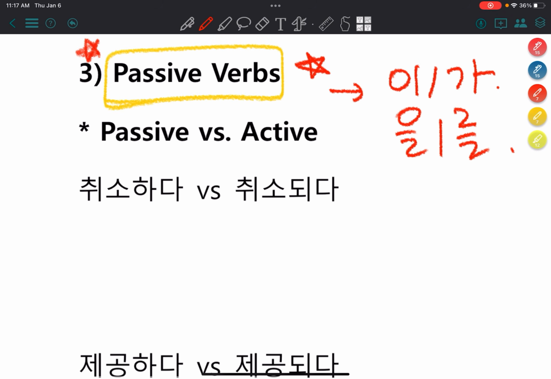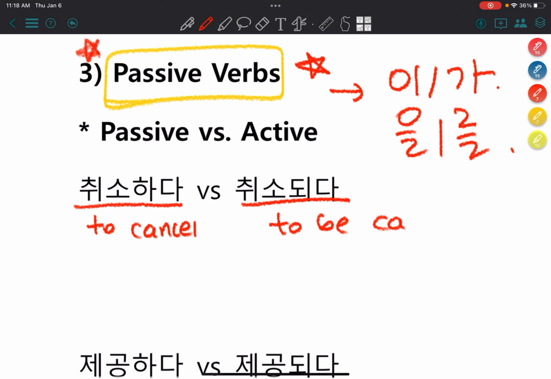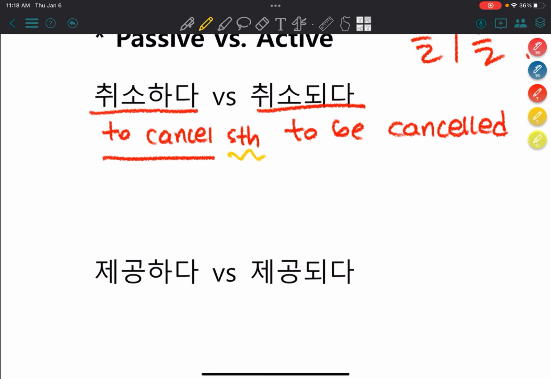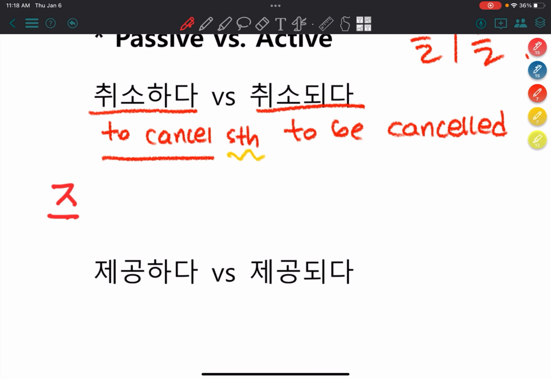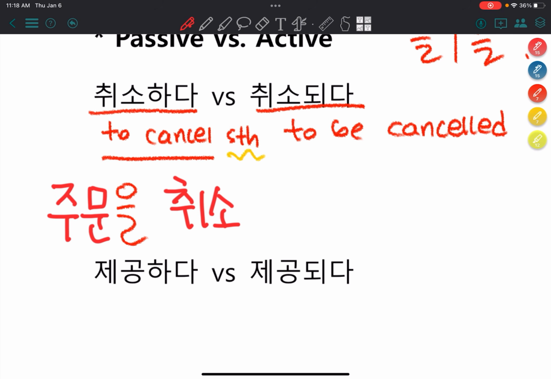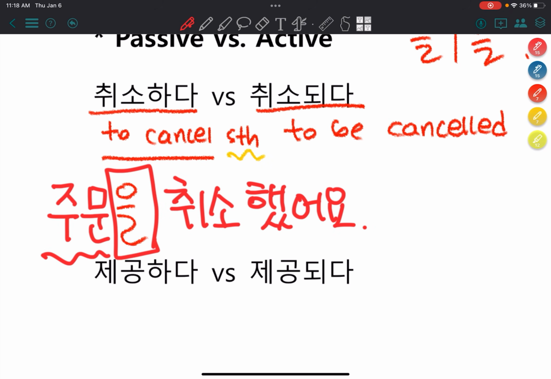So for example, 취소하다 means to cancel. 취소되다 means to be cancelled. And if you cancel something, that something is an object, right? So you can say 주문을 취소했어요. I cancelled the order. 주문 means order. So that order is an object of what you canceled. So you can mark it with 을.